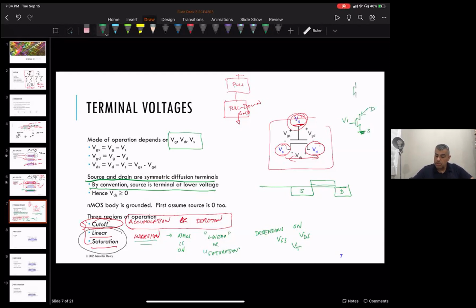The PMOS is the opposite. If this node is connected to VDD, the other node could only be at VDD or lower. So we call this the drain, and this the source. And that's by convention.